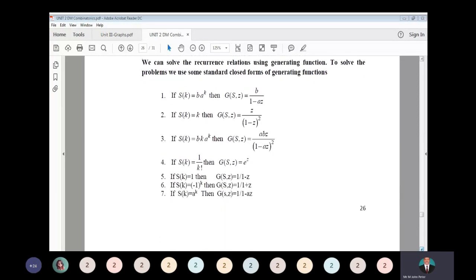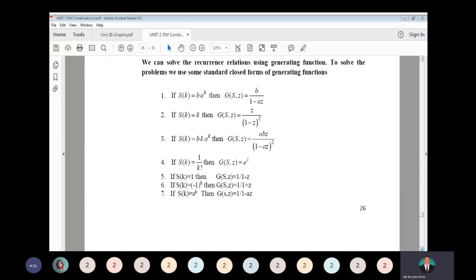We can solve the recurrence relation using the generating function. To solve the problems, we use some standard closed forms of the generating function. If s of k is equal to b into a power k, then g of s comma z equals b divided by 1 minus az. Those are standard formulas. We have to remember these things.